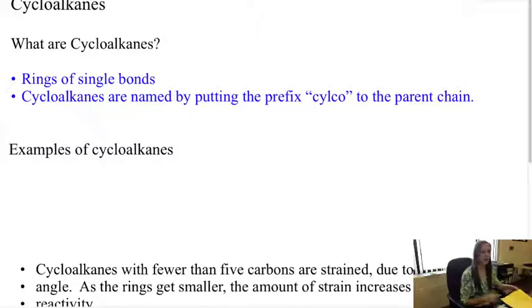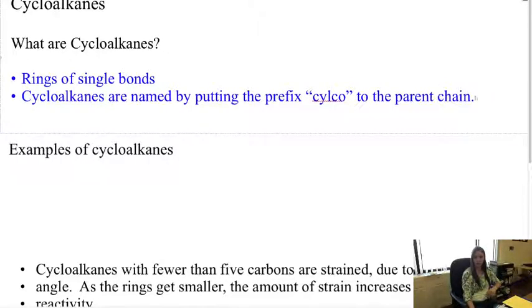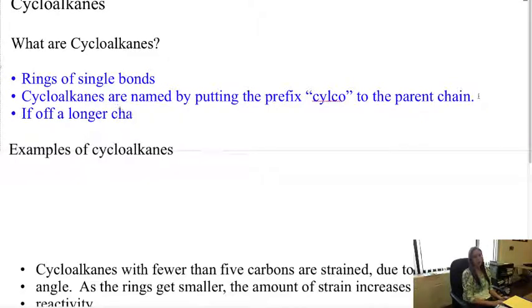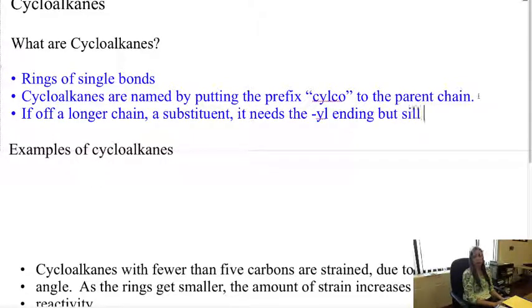Okay, so here we're going to look at cycloalkanes, and the cycloalkanes are a type of alkane. As I say in the word, they're alkanes, which means that they're also single bonds, and what they are is rings of single bonds. They're really easy to name. All you do is put the prefix cyclo to whatever the parent chain is. If it's off a longer chain, that would mean that it would be a substituent. That means then that you put it as a -yl ending, but it still needs the cyclo prefix.